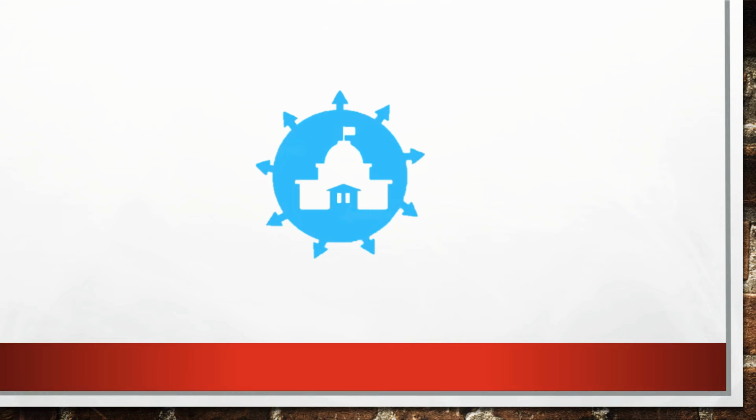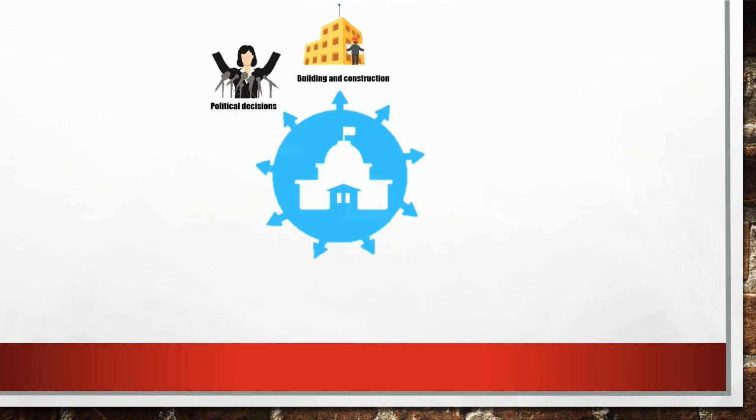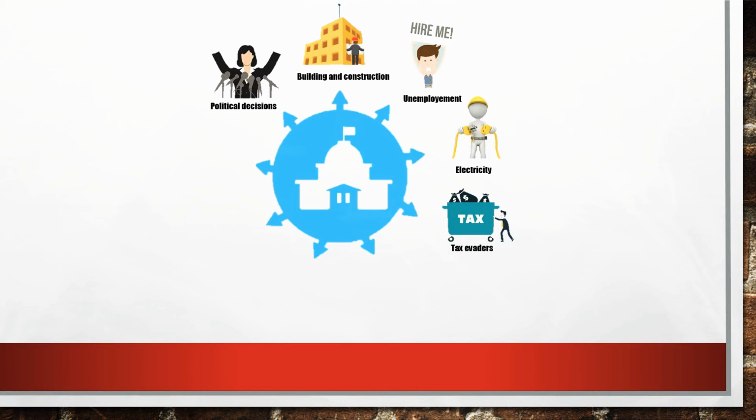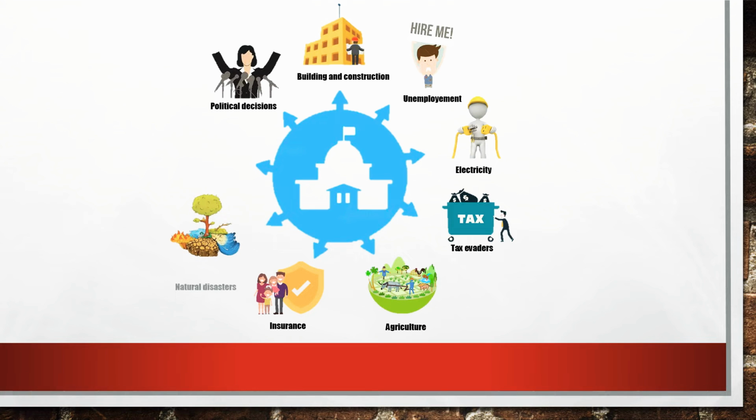The data includes political decisions data, building and construction data, unemployment data, electricity data, tax evaders data, data of agriculture, data of insurance, data of natural disasters, data of healthcare and welfare. What is all this? All this data contributes to big data for the government sector.